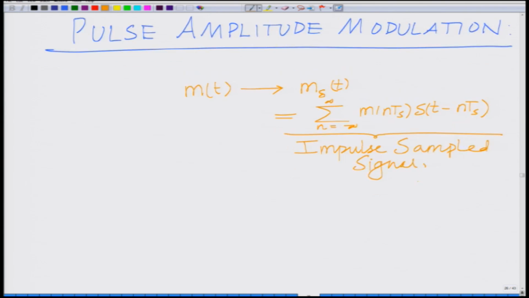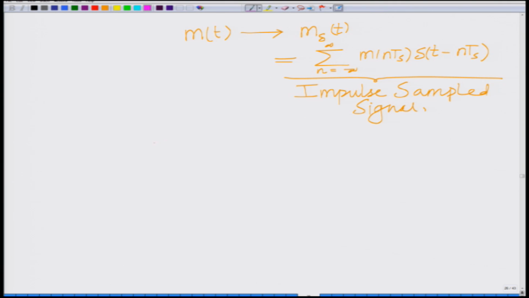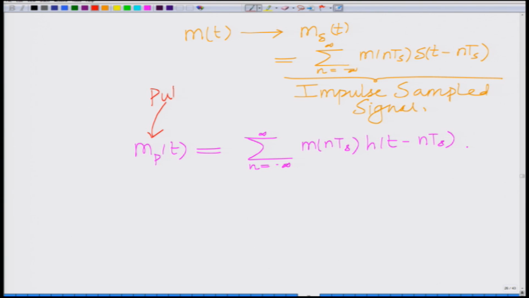And what we want to do now is our pulse amplitude modulated signal. Remember, that is our mP of t. This is basically the summation n equal to minus infinity to infinity m of nTs h of t minus nTs, so this is my pulse amplitude modulated signal.